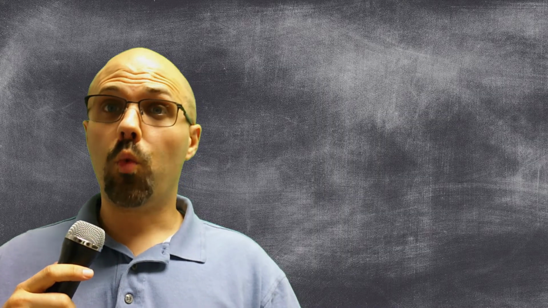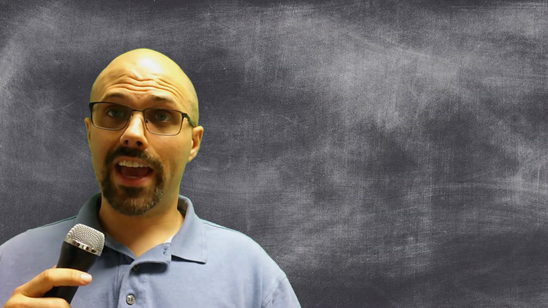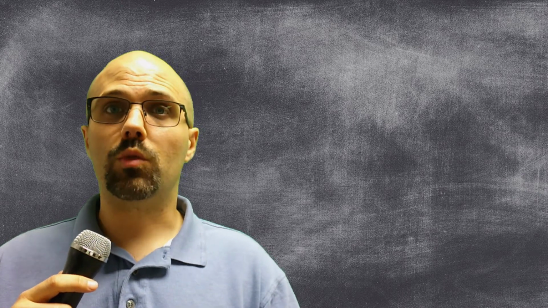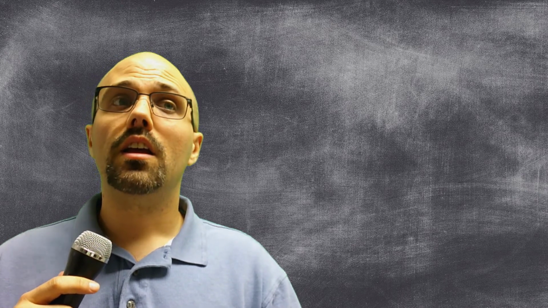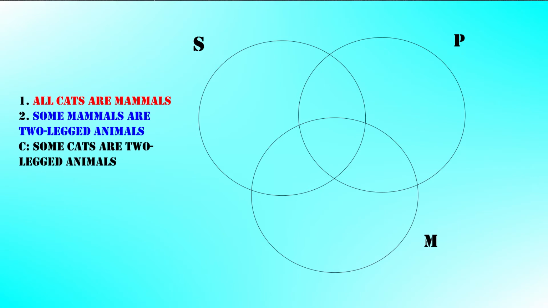All right, let's do one more example of a Venn diagram, and then we'll talk about it more in class. So we'll call it for today once we're done with this. Here we go. All cats are mammals. Some mammals are two-legged animals. Therefore, some cats are two-legged animals.